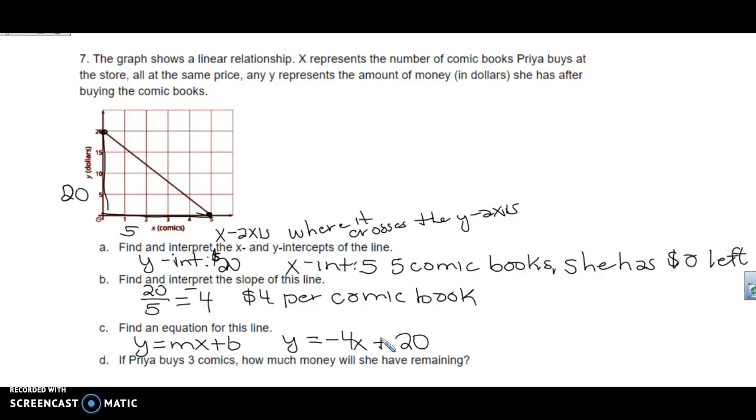On part D, it says if Pyra buys 3 comics, how much money will she have remaining? Well, we can plug into the equation. So y = -4 times 3 plus 20. So this is y = -12 + 20, and 20 minus 12 is 8. So she will have $8 left.